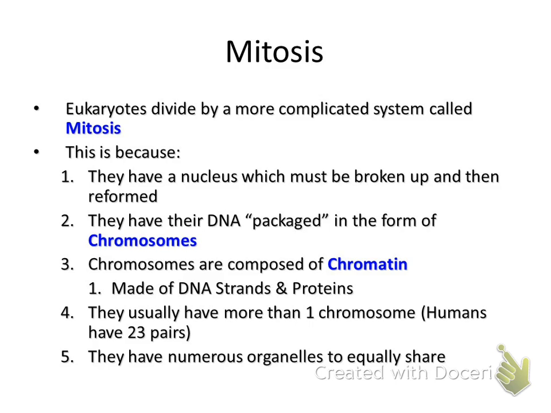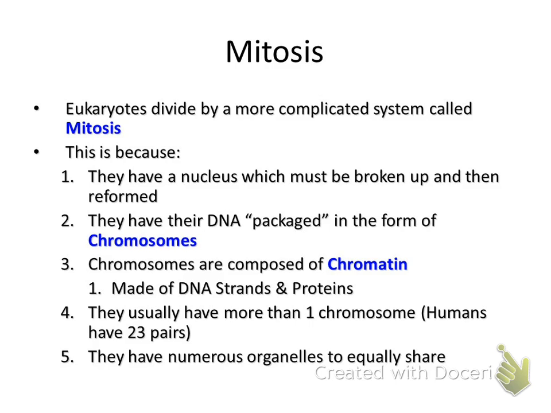It's more complicated because these guys have a nucleus which must be broken up and then reformed. They have their DNA packaged in the form of chromosomes, okay? And those chromosomes are composed of chromatin. So that was just the stuff that we learned that came together to form the X's, right? That we were doing the pipe cleaners. So this stuff is made of the DNA strands and proteins.